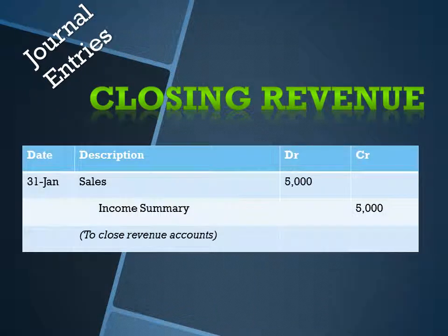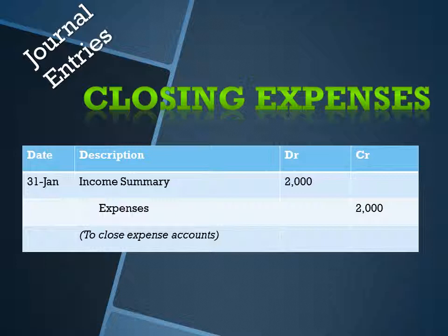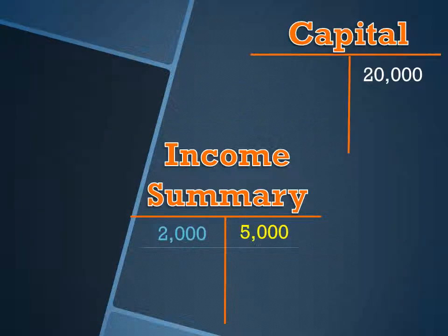So here's journal entries of what we just did. We closed sales to income summary, and we closed expenses to income summary. And that brings us back to our balance.